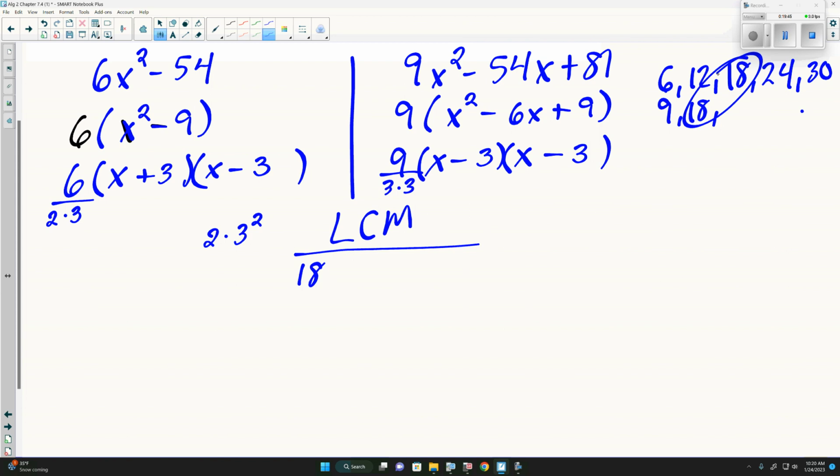Looking at the 2, so we can start with x plus 3. How many does the first one have? How many does the other one have? So how many do we take? 1. The one on the left has 1 x minus 3. How many does the one on the right have? So how many do we take? 2.